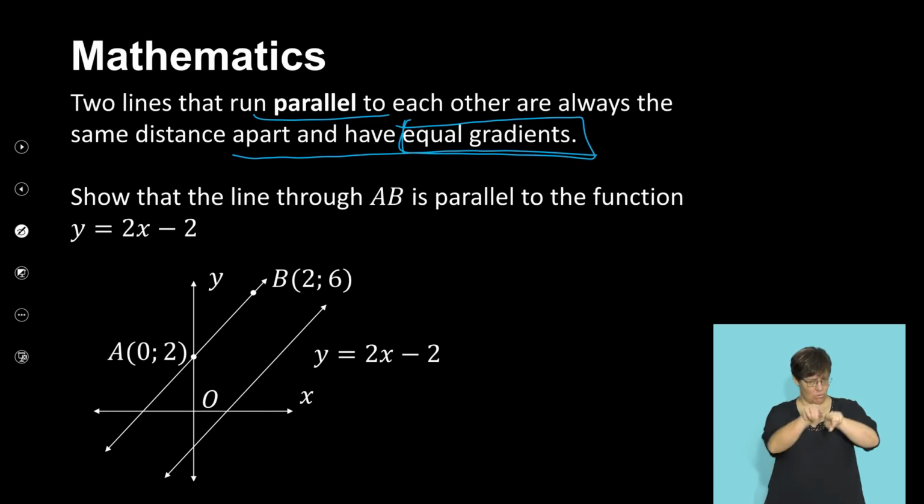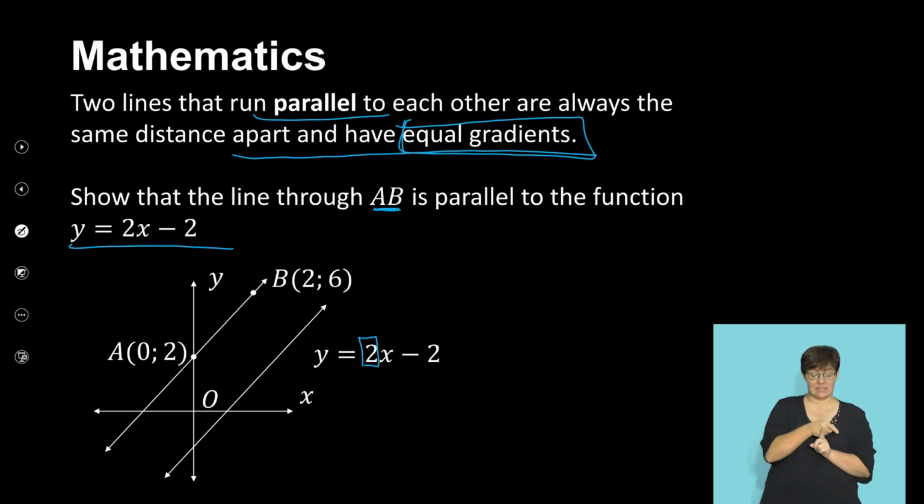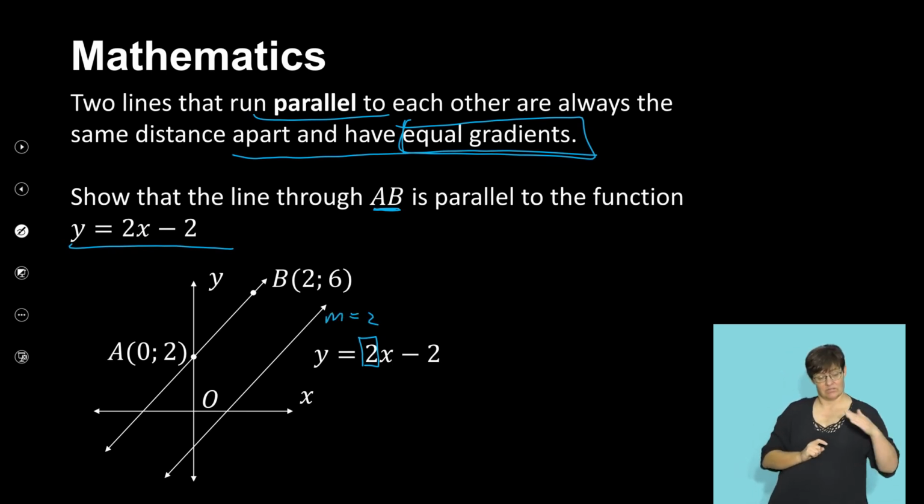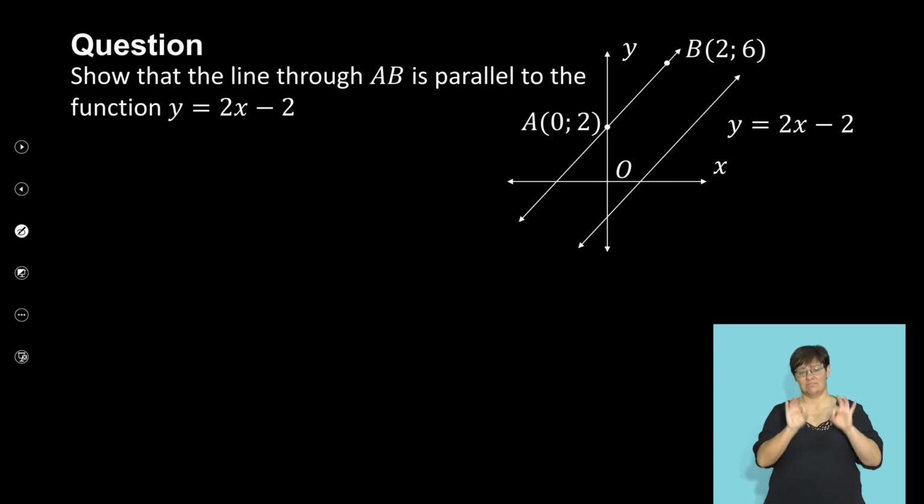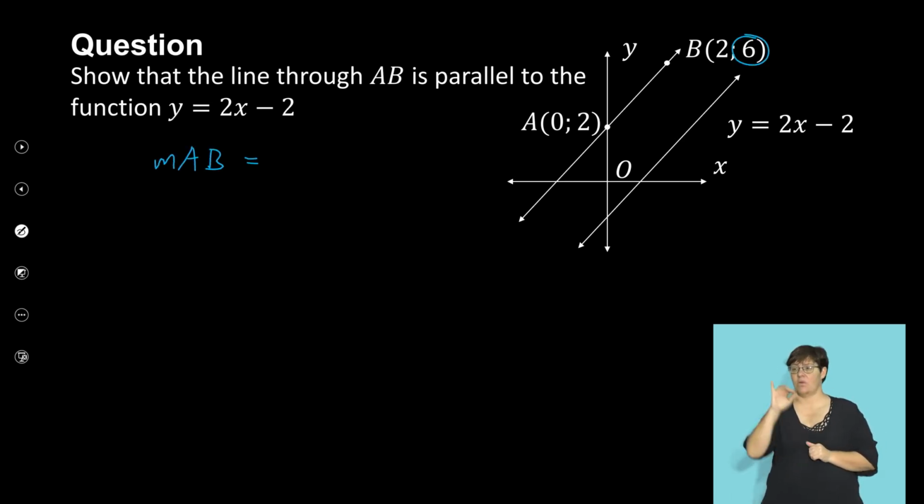And so here they say, and we're going to jump straight into the question, it says, show that the line AB is parallel to the function y equals 2x minus 2. Now, from functions, we know that the coefficient of x is the gradient. And so I know that the gradient of this line is equal to 2. If the first line has got a gradient of 2, then those lines must be parallel. They have the same steepness. And so let's work out the gradient of the line AB. If I do that, I'm going to go y value minus y value.